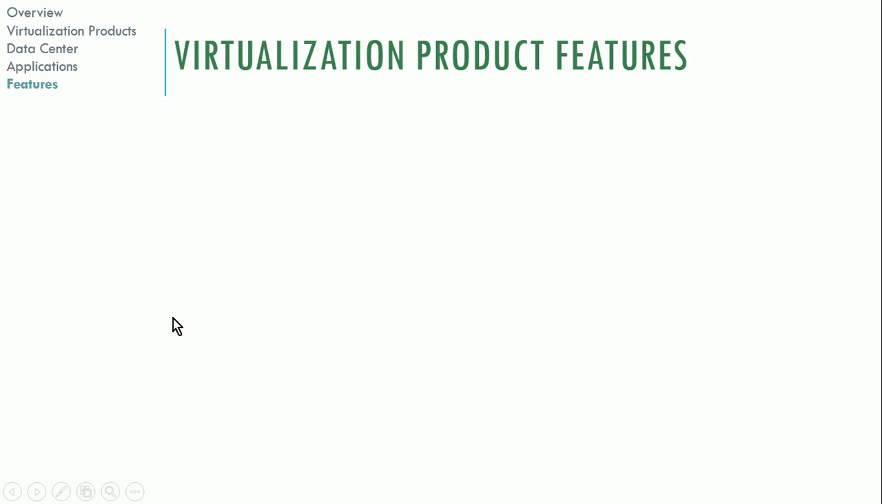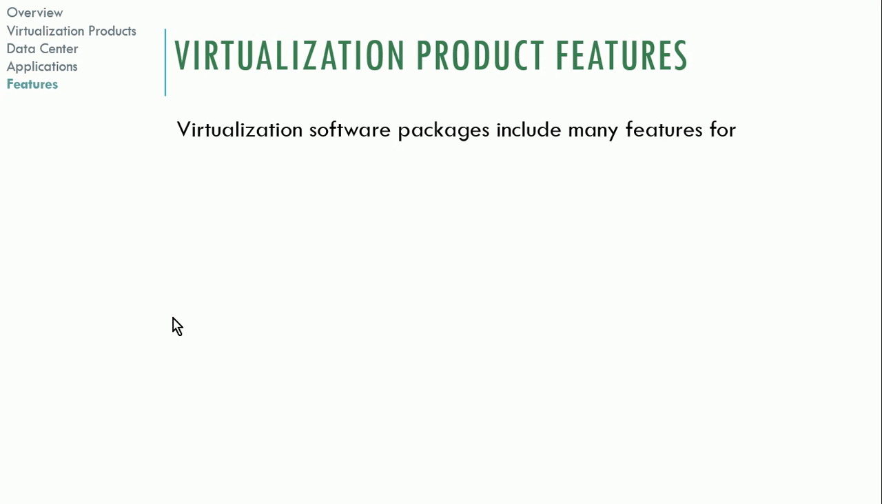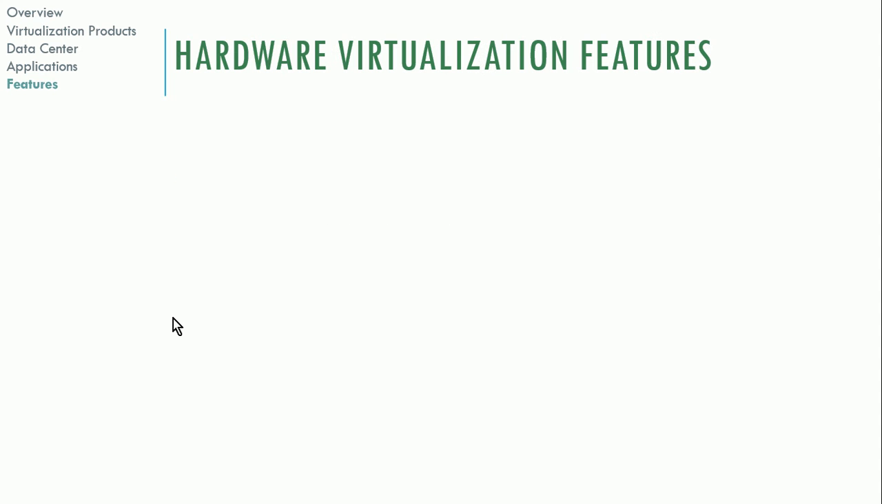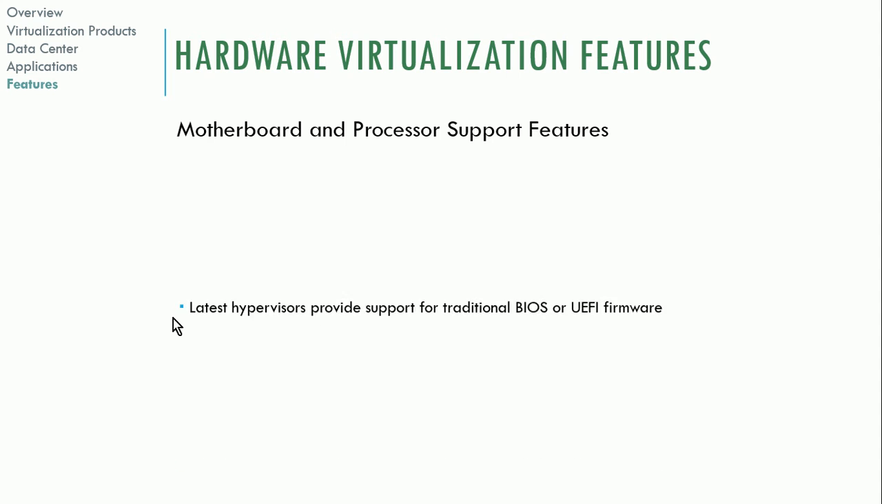So let's talk about some of the features you might expect to find in virtualization products, whether they're Type 1 or Type 2 hypervisors. Virtualization software packages can include features for sharing hardware and managing the virtual computer environments. So we're going to talk about some of these different features. First, hardware features: motherboard and processor support.